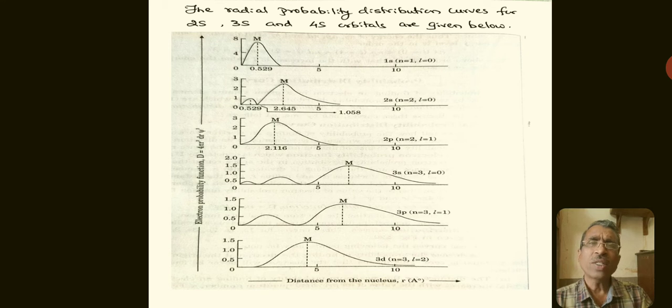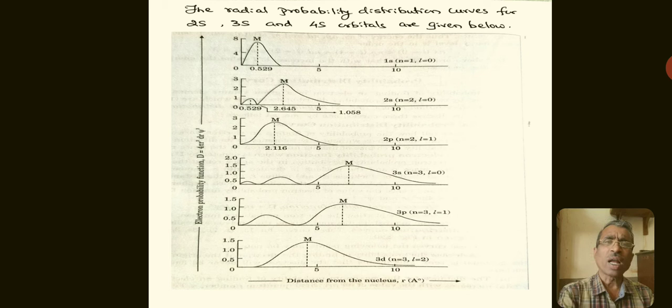Therefore, 1s orbital does not have any node because it has only one peak. 2s has two peaks and it has one node. 3s has three peaks and it has two nodes, and so on. In general, the s orbital has n-1 nodes.